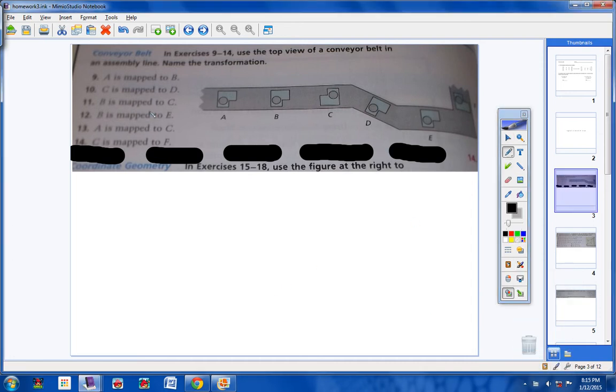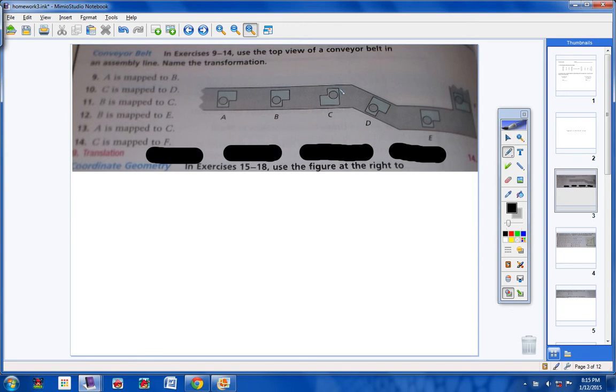Okay, students, now for number 9, notice we're comparing A to B. Be really careful. Here's A. Here's B. Now, first of all, students, notice that the object has not turned, twisted, or rotated. It's facing the same way. All that you did was move it from here to here. So we obviously call that a translation.